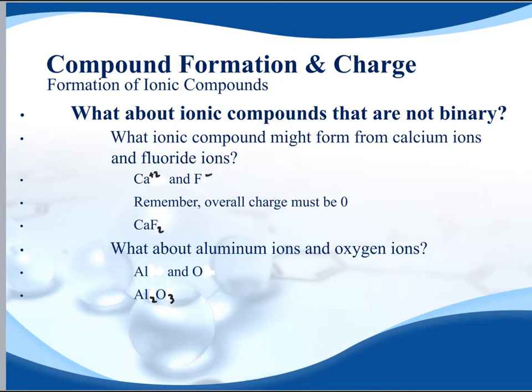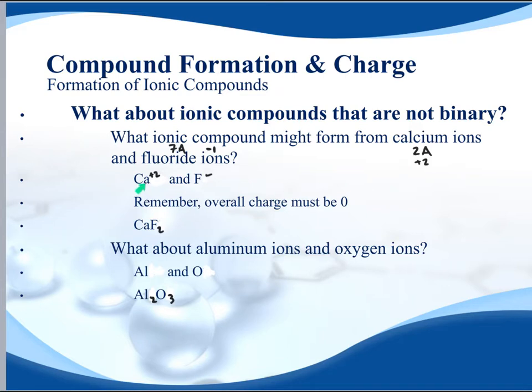So what about ionic compounds that are not binary? So what happens if we start getting more complicated than just 1-to-1? What ionic compounds might form from, say, calcium ions and fluoride ions? Well, from our previous lessons, you know that calcium is in family 2A and fluoride is in family 7A. And if we take a look at those families, we know that family 2A forms +2 ions in ionic compounds, and fluoride is part of the halogens, and the halogens form -1 ions in compounds.